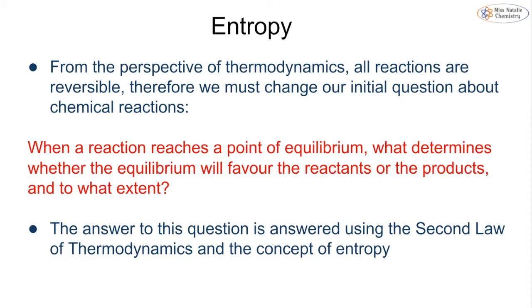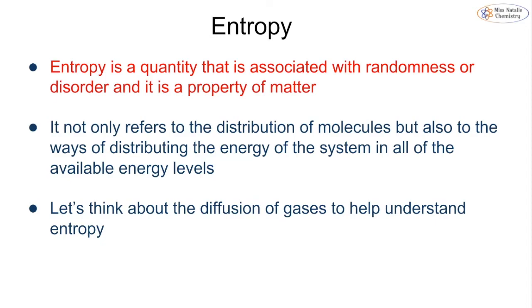So we're assuming that every single reaction is going to reach a point of equilibrium, and we need to figure out or understand what causes a reaction to drive forward or go back. And this concept of entropy is then used to answer this question. So entropy is a quantity that's associated with randomness or disorder, and it's a property of matter.